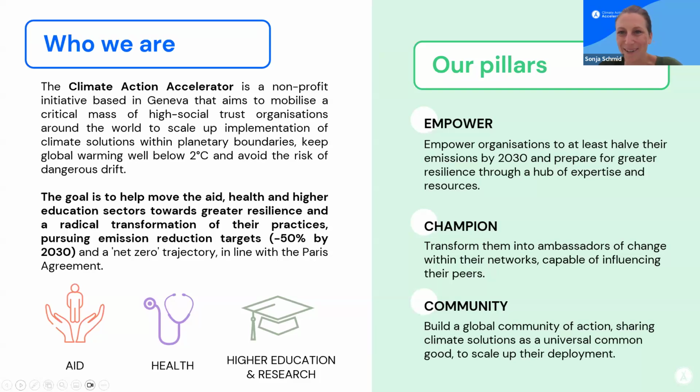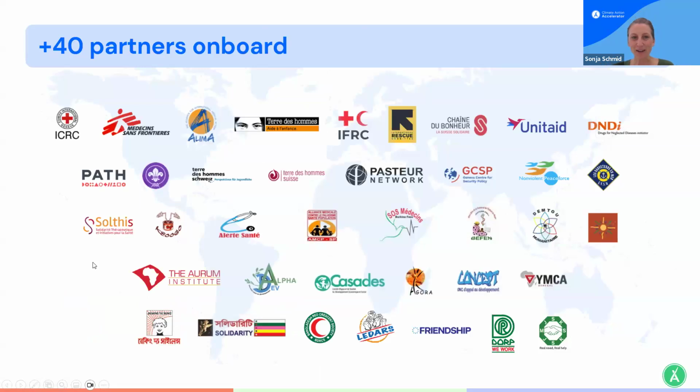They're made up of both large international and smaller national organizations, and right now we're almost at half, so half international NGOs and the other half smaller national NGOs that have joined the Climate Action Accelerator and are committed to reducing their emissions in line with science and reducing other environmental impacts of their operations. For the smaller national organizations, it's really about supporting them on a low carbon development path and also working on adaptation and resilience with them.